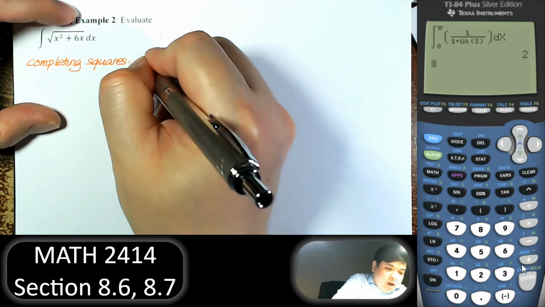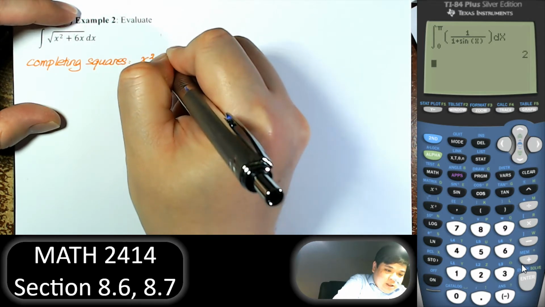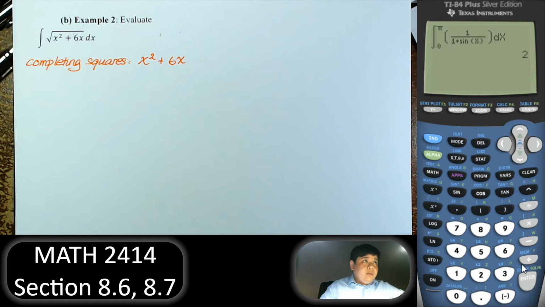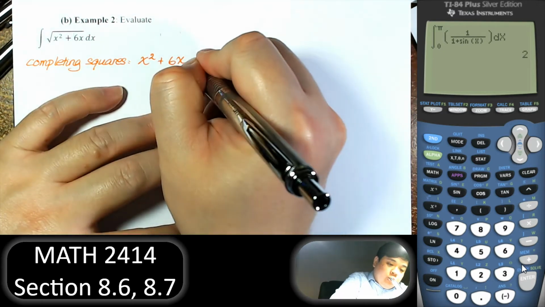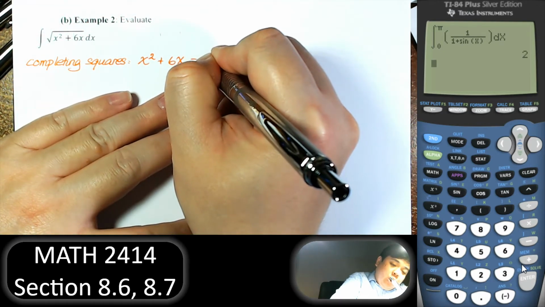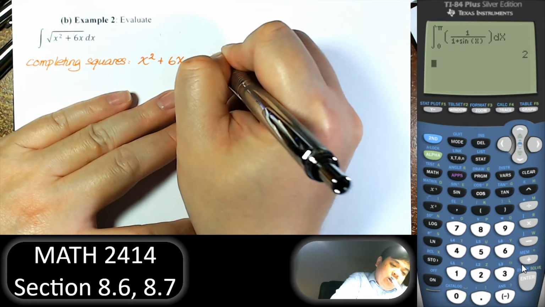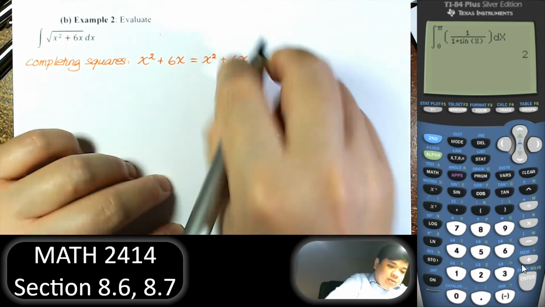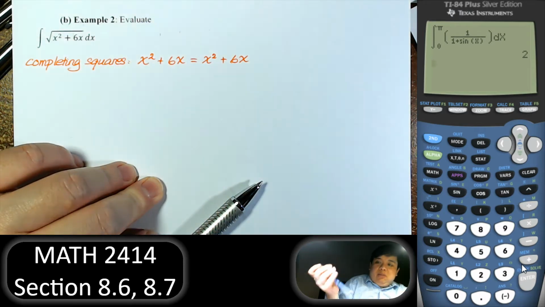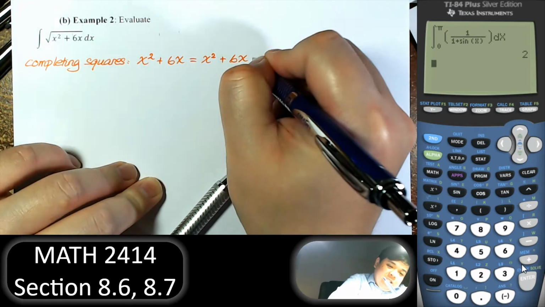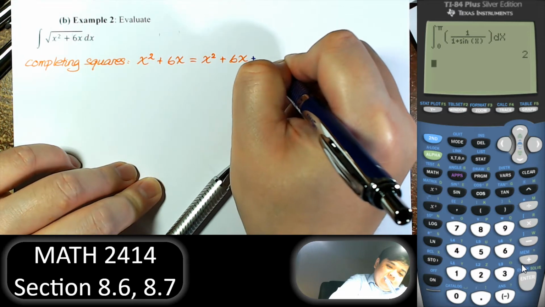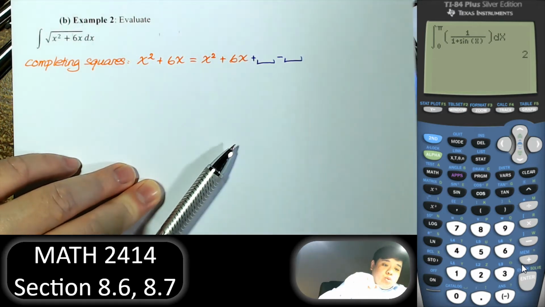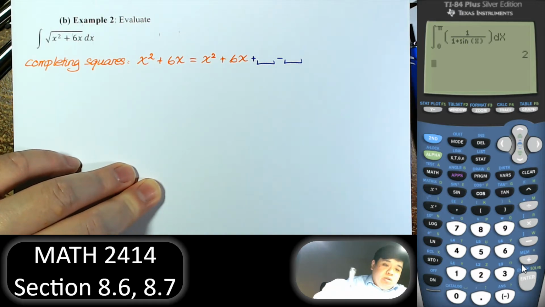So we have x squared plus 6x. What we're trying to do is to make this into a square. If we need a square, we need to have 3 terms. To make a square, we did this before.